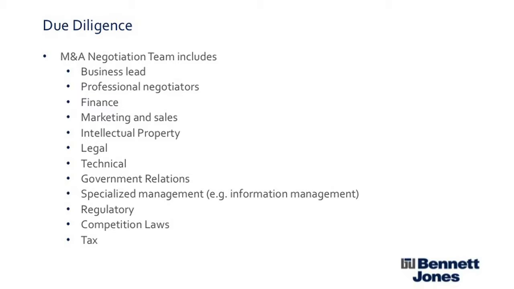A good M&A negotiating team includes quite a number of people, each carrying out different roles. You have a business lead who's usually an experienced decision maker, who's able to make the risk, cost, benefit type of decisions that you need. You may have professional negotiators who've done many of these transactions before. You'll have representatives from your finance department, marketing and sales. You may deal with intellectual property issues, the legal department. You'll look at technical compliance issues, government regulations.